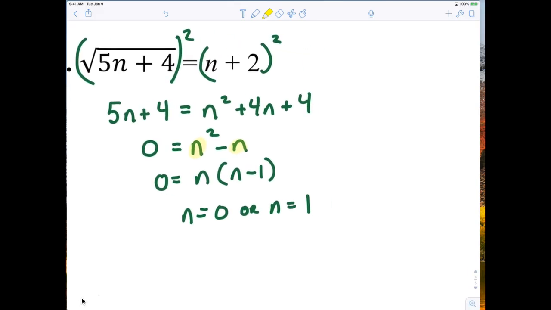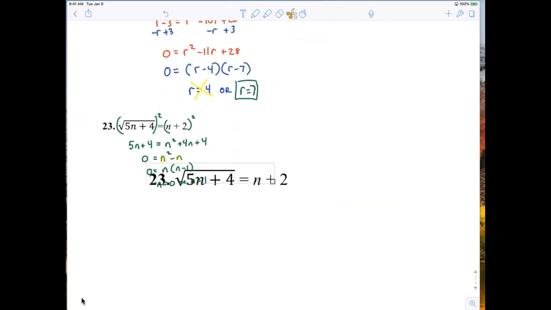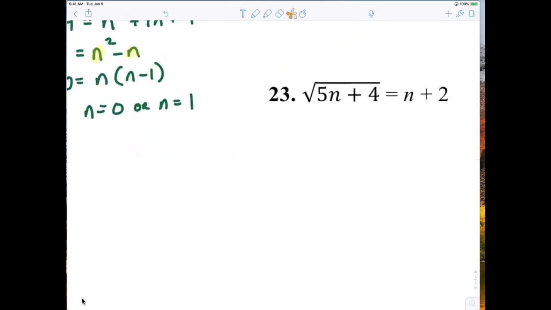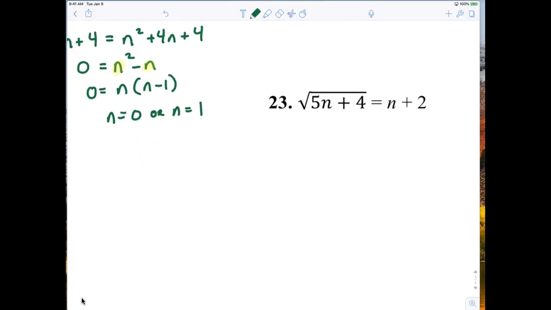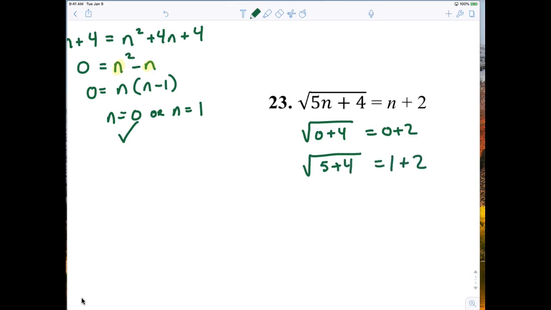Now we're going to check our work, right? So now I'm going to plug in 0. Does 0 work? The square root of 0 plus 4. Does that equal 0 plus 2? What's the square root of 4? 2. Does 2 equal 2? Yeah, so we put a check by 0. That works. Now we're going to plug in 1. The square root of 5 plus 4, does that equal 1 plus 2? So they both work this time.